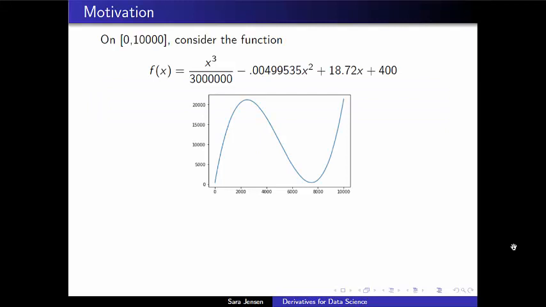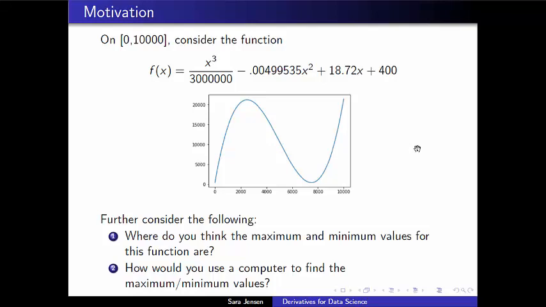So as a motivation, I want us to consider this specific function, which is just a polynomial, but maybe not the nicest polynomial we've ever seen, on a particular interval, and the interval I have chosen for this function is from 0 to 10,000. And the question I'd like us to consider is, can we find the maximum and minimum values of this function on the interval from 0 to 10,000?